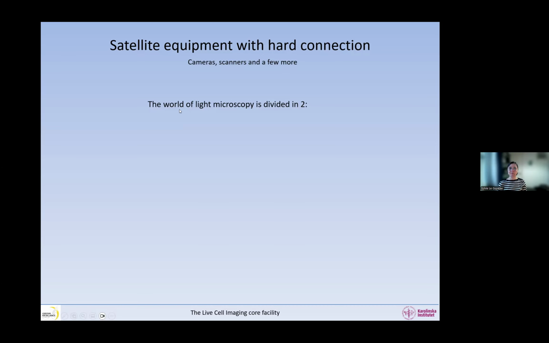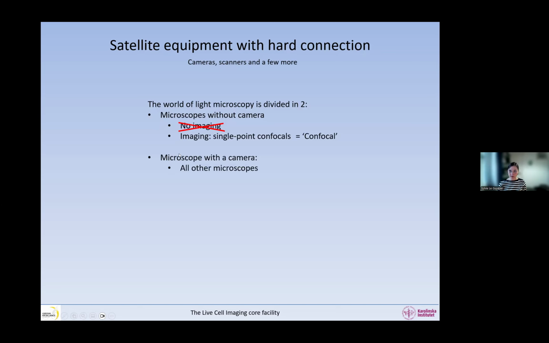So I remind you that we have only two types of microscopes, those that do not work with a camera. Some of them cannot take images, but we don't care about those in this course. So the microscopes that do not have a camera and can do some imaging, they are single point confocals. This is what people call confocal, but we call them single point confocals. And the second type of system is systems that work with a camera, and that is all the other microscopes.